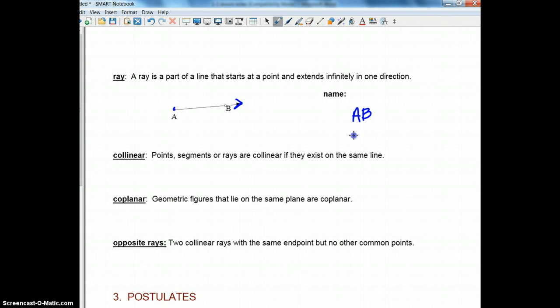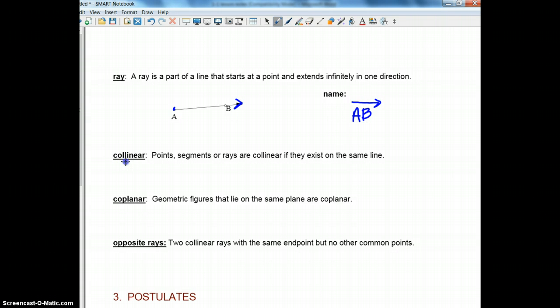The best way to name a ray is to list the endpoint first, then the point in which it goes through, and then when we draw the ray symbol, we draw the arrow going in the same direction as the point that it's going through. So from this name, you can tell that my ray started at A but went through B.